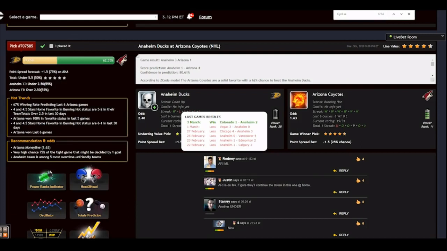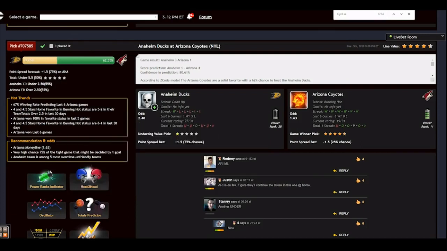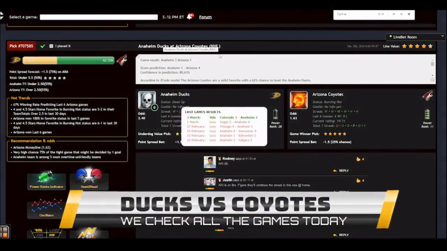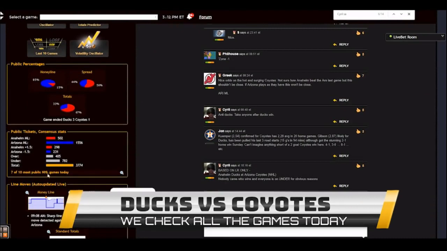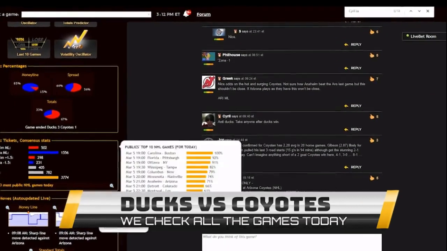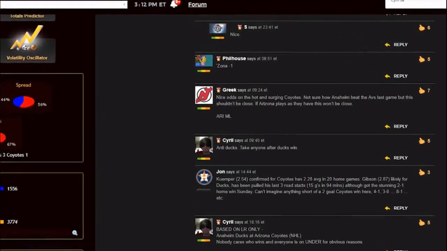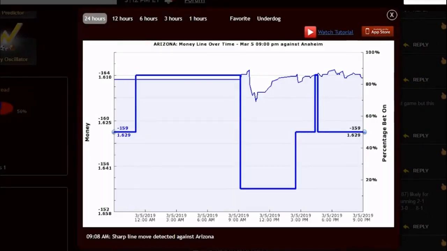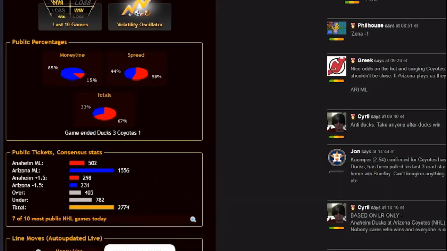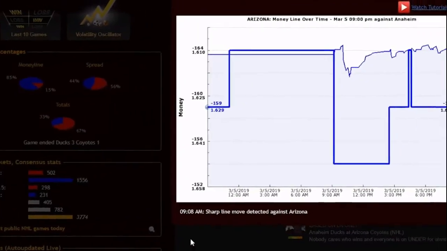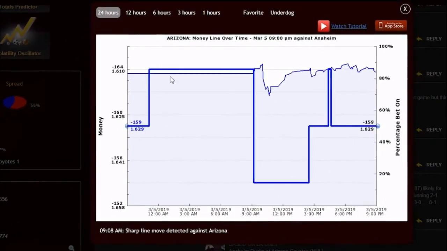So let's go and take a look at our last game of the day. And actually, it's not the last game of the day. We have a few more. It was actually a big card for the day's games. So the next game is the Anaheim Ducks taking on the Arizona Coyotes. So let's check our information here. Now, again, this game is not popular at all. It's a 7 out of 10 for bettors to wager on. So let's check the line.